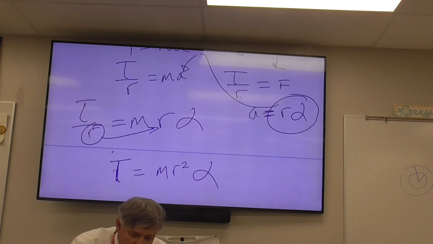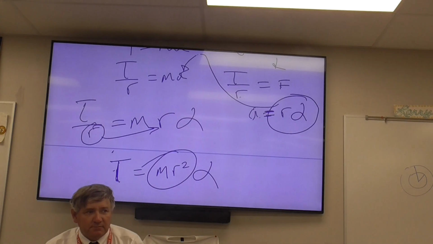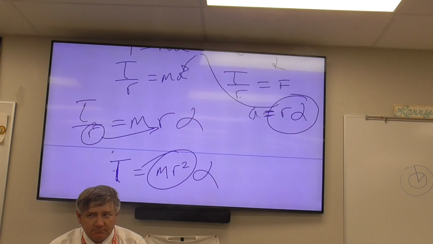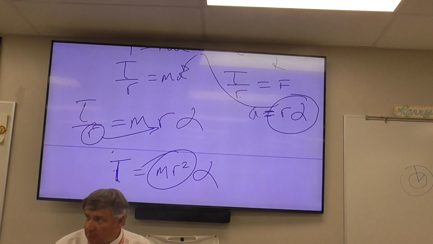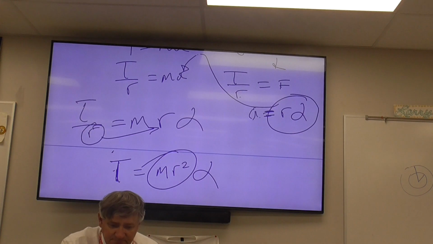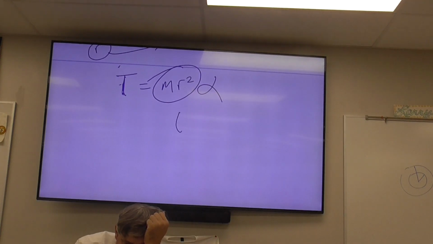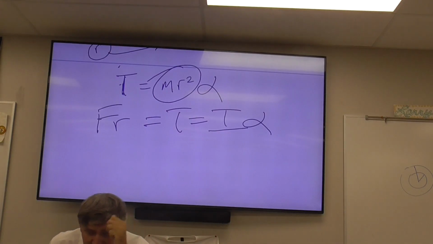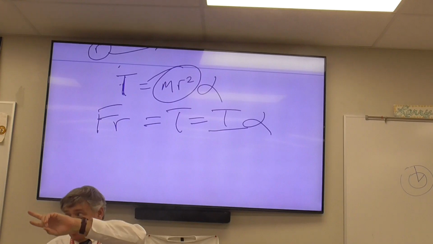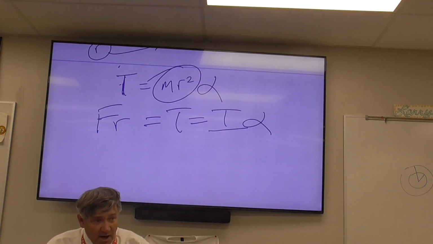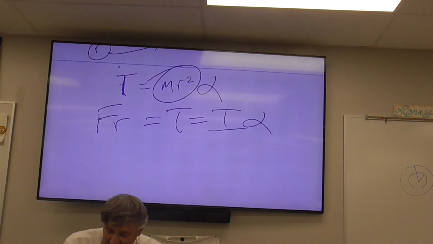But what does mr squared equal? Oh, like inertia. Moment of inertia, right? General form, moment of inertia. So I can write this as torque equals I alpha, which also equals force times radius. So torque now equals two things. It equals I alpha, and it equals force times radius.